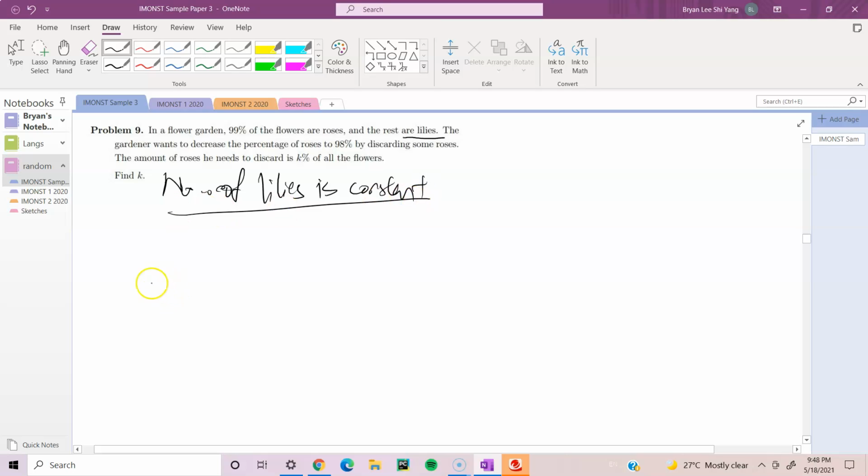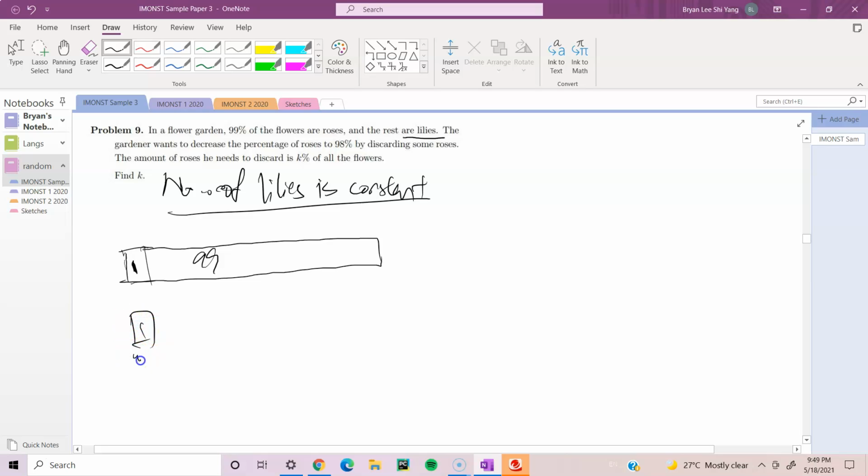So let's kind of do this whole thing. This is like a more Singaporean way, I guess, as they show it online. Okay, so 1%, let's denote by 1. So let's assume there are 100 flowers, and then there's 1% lily, right? So the rest of the 99 flowers are roses, right? So the number of lilies stays the same, and then we want the percentage of roses to be 98%.